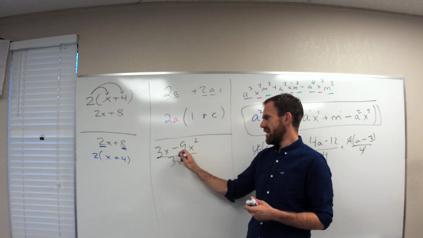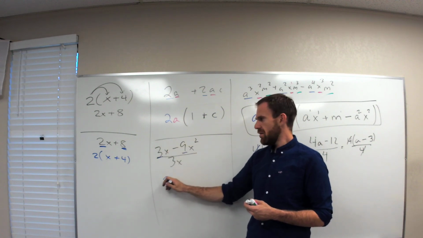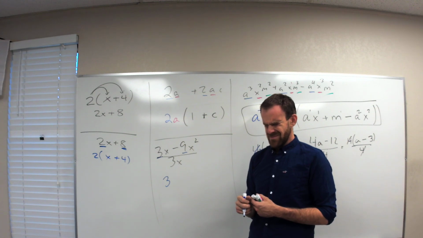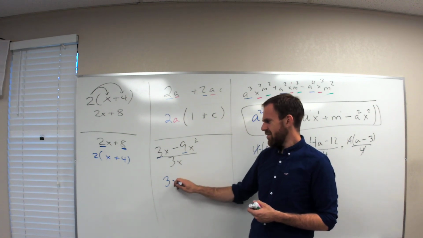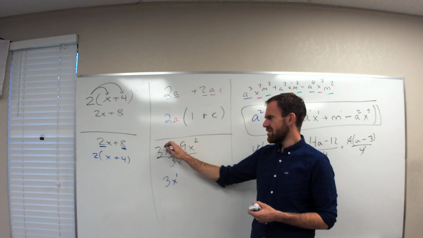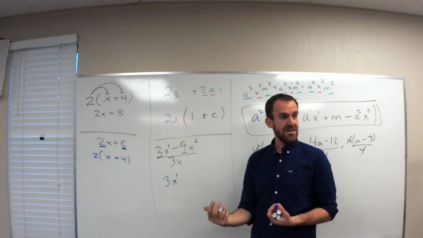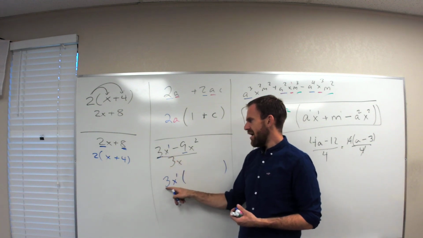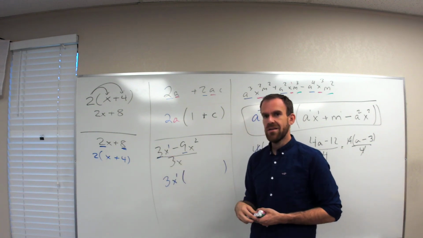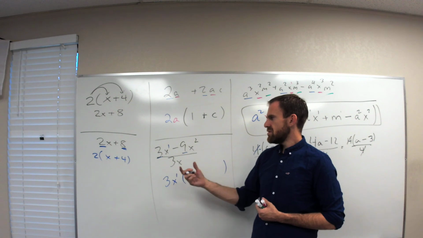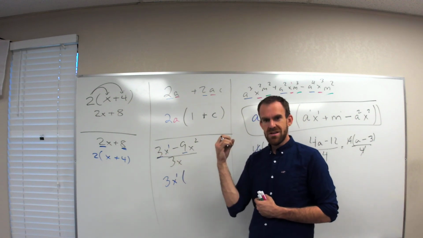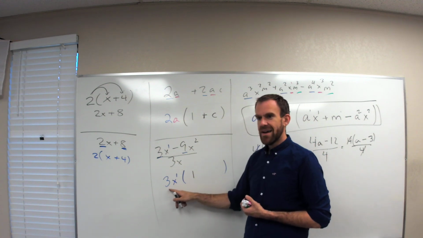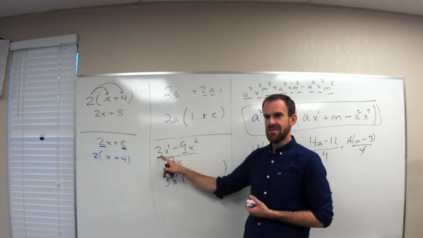What will I factor? What does 3 and 9 have in common? 3. What does x and x squared have in common? X to the first, right? You take the lowest power, and that's the one that they have in common. What am I left with? If I take 3 out and I take x out, I'm left with x cubed. So I've taken this whole thing out. Am I left with 0 or am I left with 1? 1, because 3x times 1 is 3x.